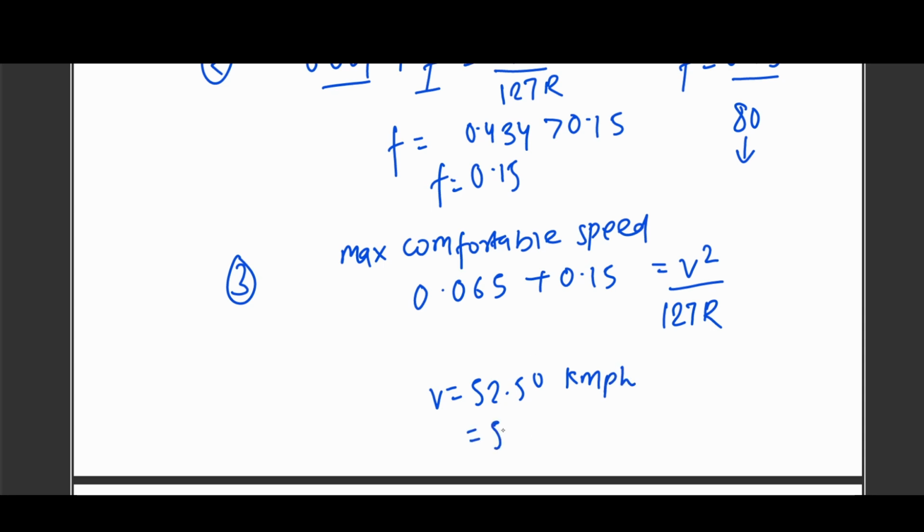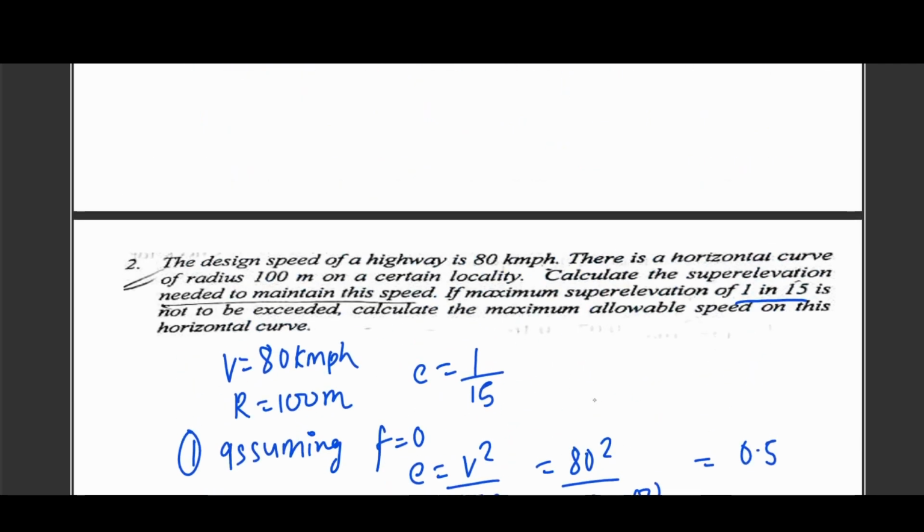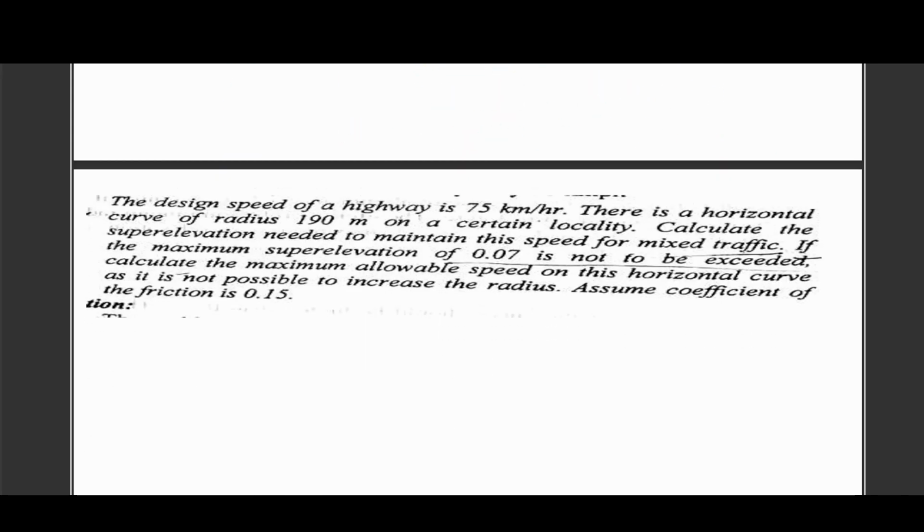So we can apply a factor of safety, like we can take this a bit lower so that we can be on the safe side. So V equals 50 kilometer per hour is the final answer. What we were asked is to calculate the maximum allowable speed. So the maximum allowable speed will be 50 kilometer per hour. Like that we can solve this problem.